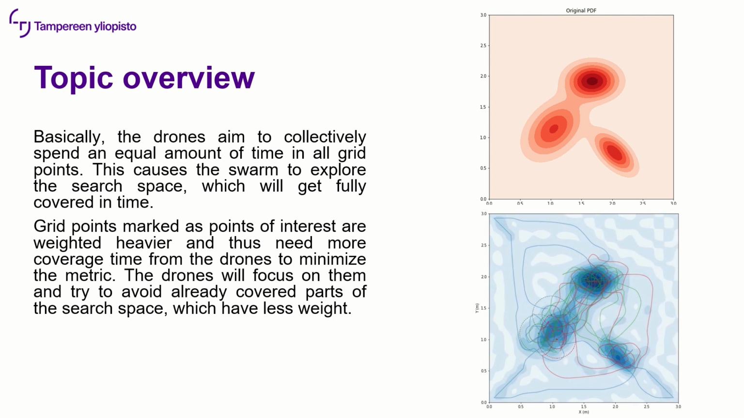Grid points marked as points of interest are weighed heavier and thus need more coverage time from the drones to minimize the metric. The drones will focus on them and try to avoid already covered parts of the search space, which have less weight.